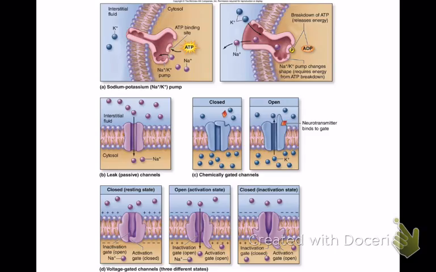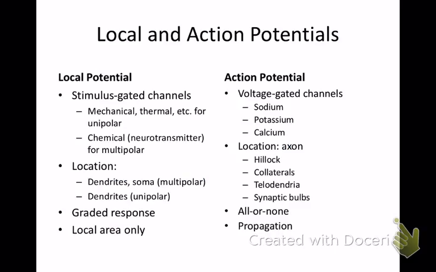So the ones that we call stimulus gated, there's mechanical, thermal, and chemical, and those can be for our senses. And those, remember, are our unipolar, and in the case of the nose, our bipolars. But if we're responding to neurotransmitters specifically, then it has to be a multipolar. Let me put this another way.